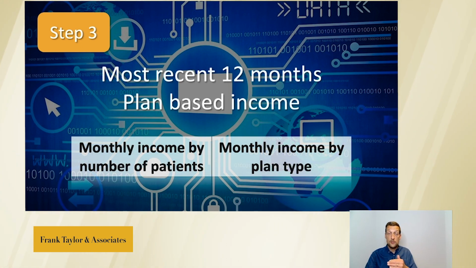The second element would be any plan-based income, and what we're looking for here is the most recent 12 months, because again, the accounts are going to be old and it's important to see what the income in the practice looks like now. So 12 months income will be really useful, and this will be plan-based income.